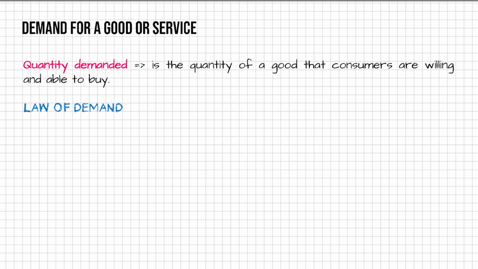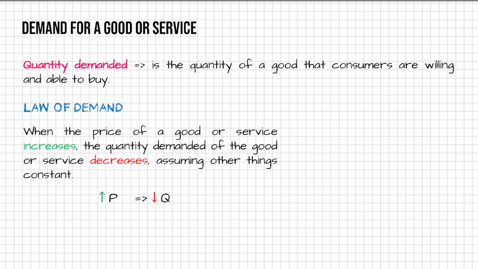The law of demand says, when the price of a good or service increases, the quantity demanded falls, holding everything else constant. The reverse is also true. When the price of a good or service decreases, the quantity demanded rises, holding everything else constant. So there is a negative relationship between the price of the good or service and the quantity demanded.